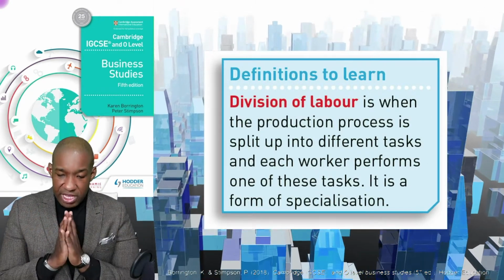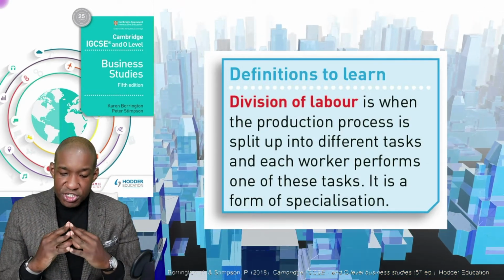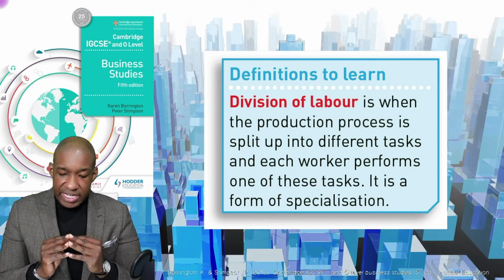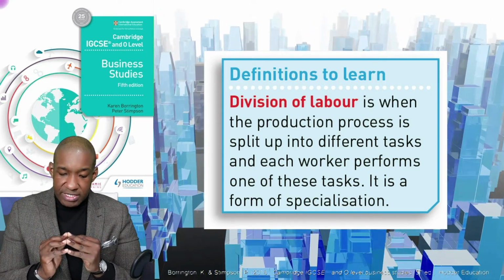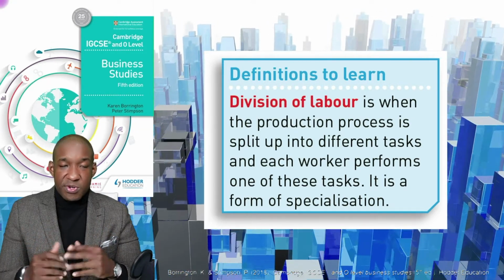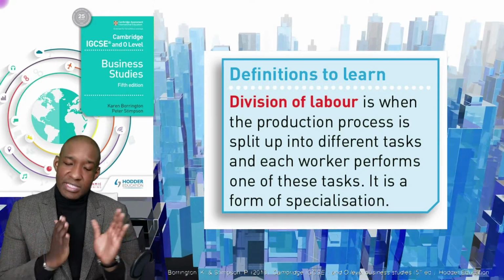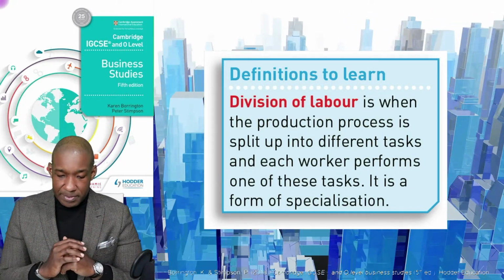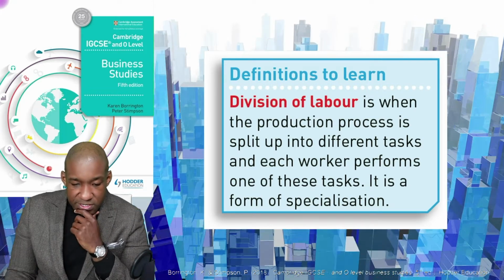So, division of labor is when the production process is split up into different tasks and each worker performs one of these tasks. It is a form of specialization. So we're dividing up the entire process of making tables into different pools of labor, and it's a form of specialization.